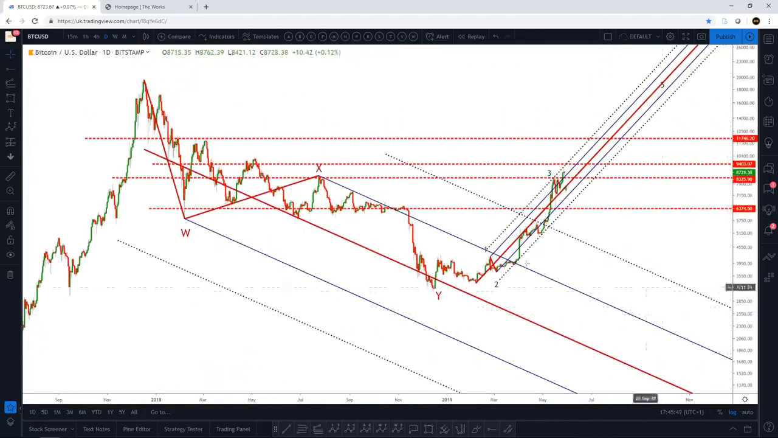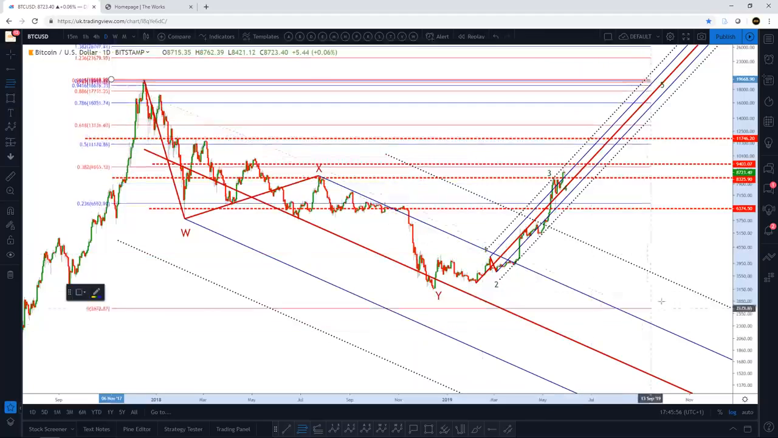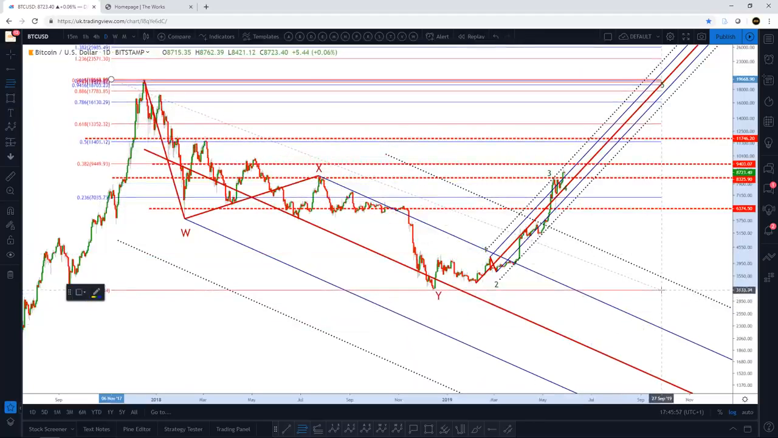So 9400 is a key level. If we do a fib retracement from the top down to the bottom, you can see here the 0.382 fib retracement is at 9400. We took out the 0.236, and the next fib is the 0.382, which is at 9400. So there are going to be algos that are going to be short at that level.